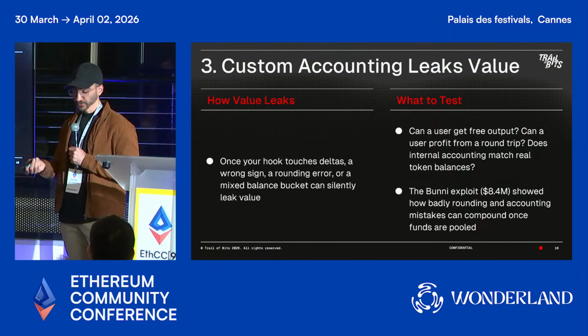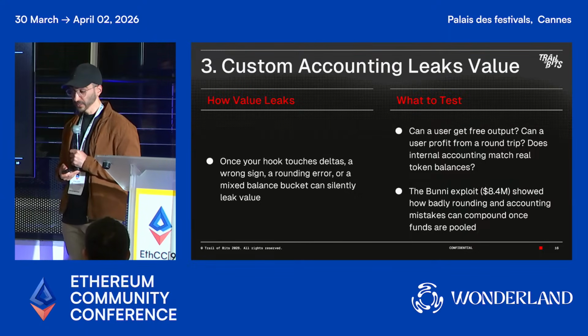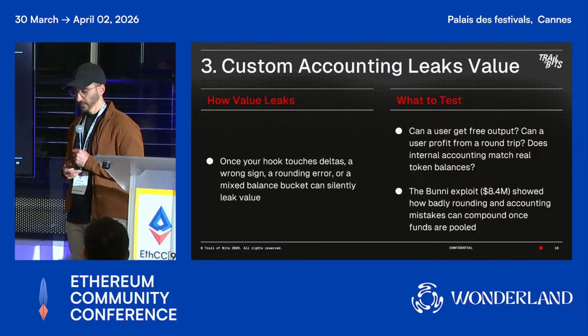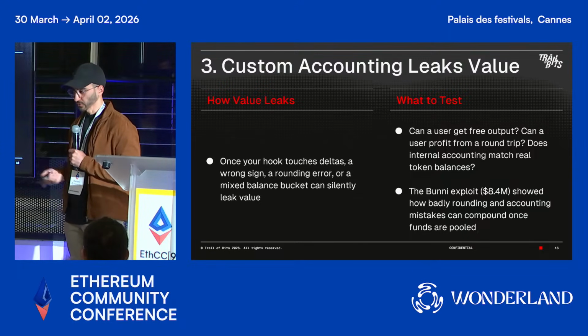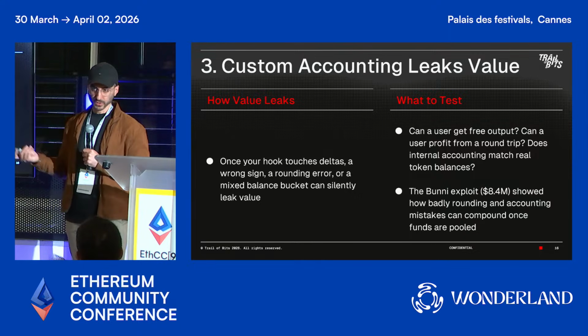And the Bunni exploit is, unfortunately, one example of how everything can go bad quite quickly, with a huge loss, when the accounting isn't perfectly safe. It was due to a rounding error, and unfortunately, everything wasn't properly implemented in the hook.